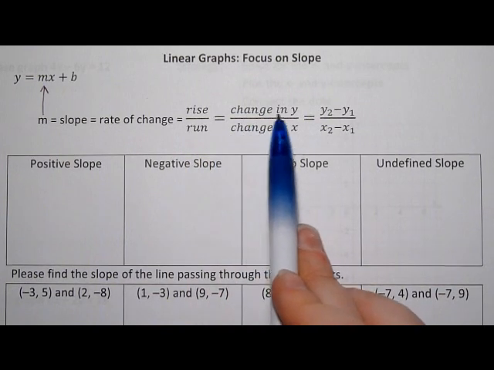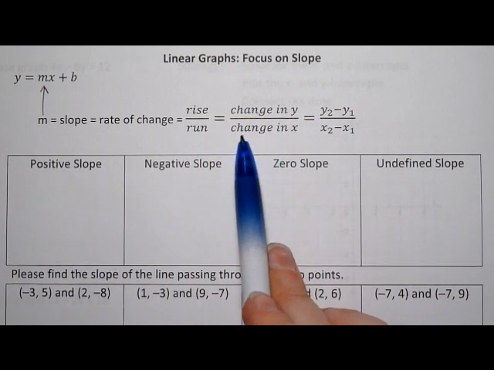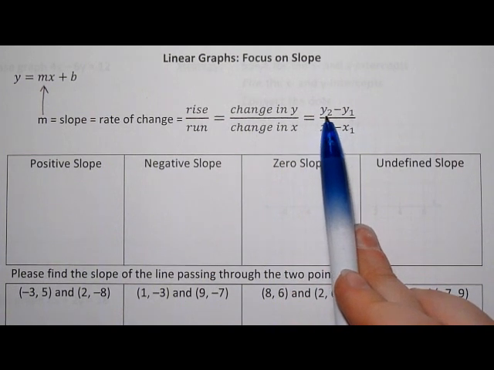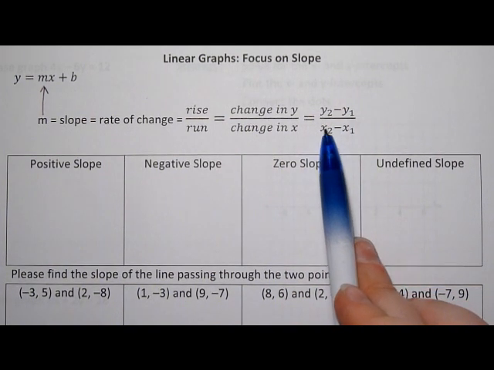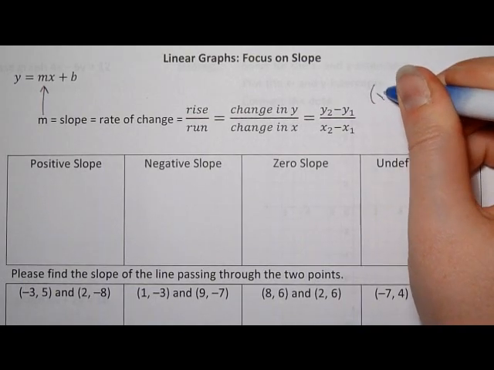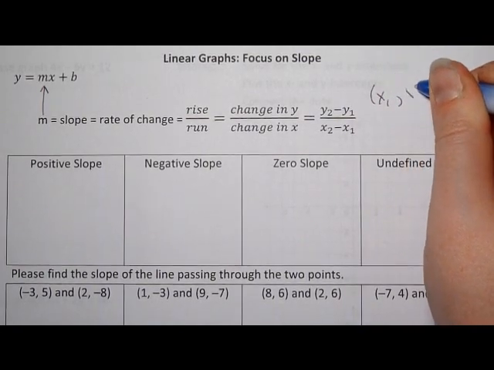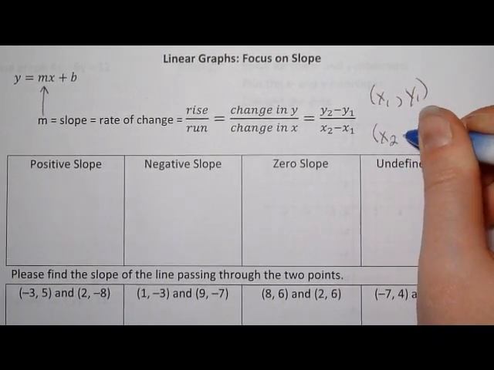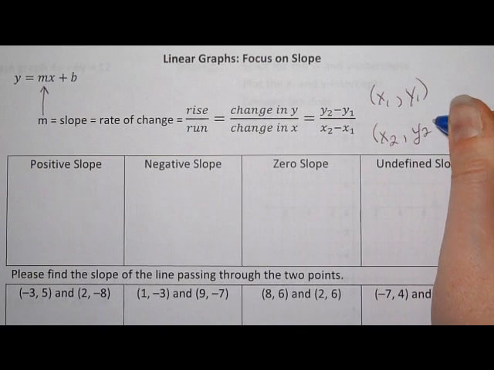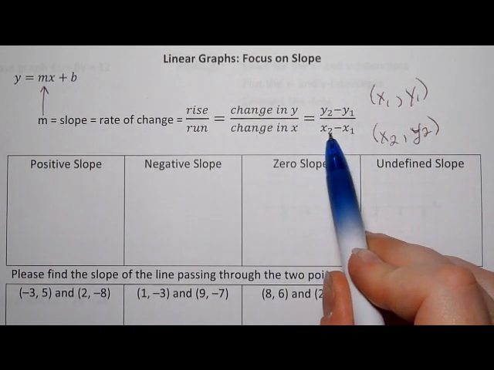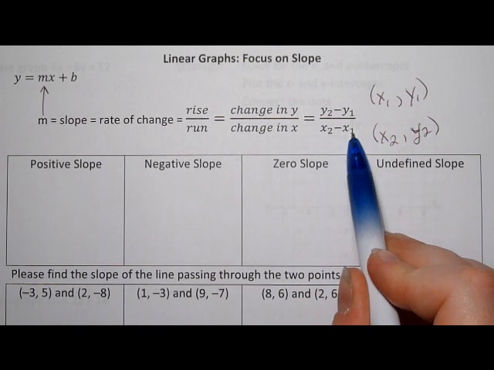It is the change in y value divided by the change in x value, which can also be notated as y2 minus y1 divided by x2 minus x1, where you have 2 points, x1 comma y1, and a second point, x2 comma y2. The subscripts indicate that this is the x value from the second point, and this is the x value from the first point.